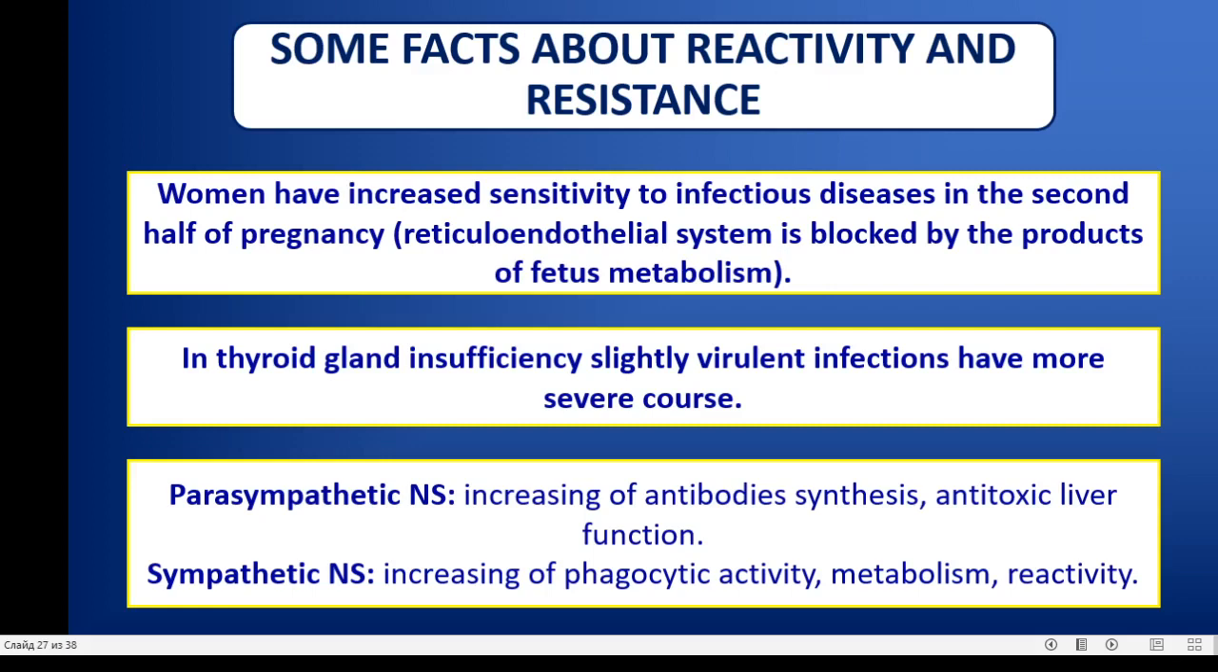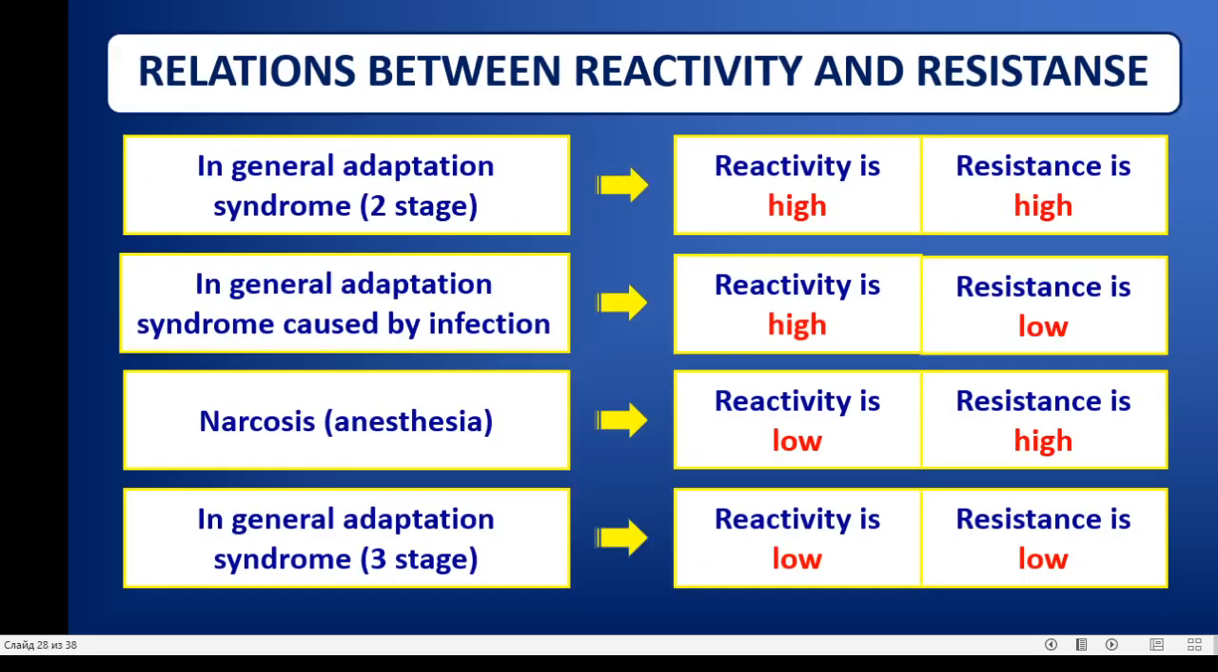Parasympathetic nervous system: increasing of antibody synthesis, antitoxin level function. Sympathetic nervous system: increasing of phagocytic activity, metabolism, reactivity. Relations between reactivity and resistance.